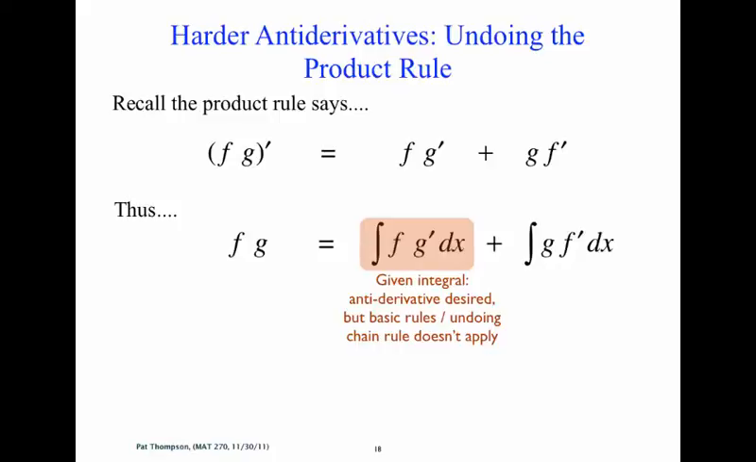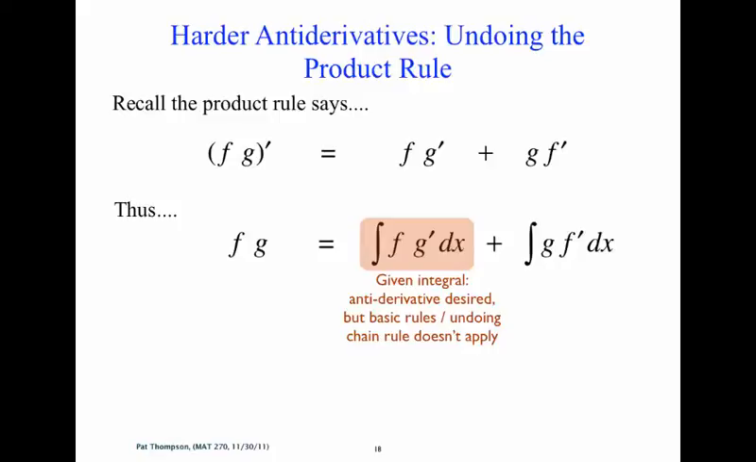Okay, always check for undoing the chain rule first. That's like the most common type of antiderivative. So all semester long, as we do different topics and subjects and applications, always check for undoing the chain rule first. That's why you spend a whole class on it. But here there are these cases where it doesn't apply and basic rules don't apply.